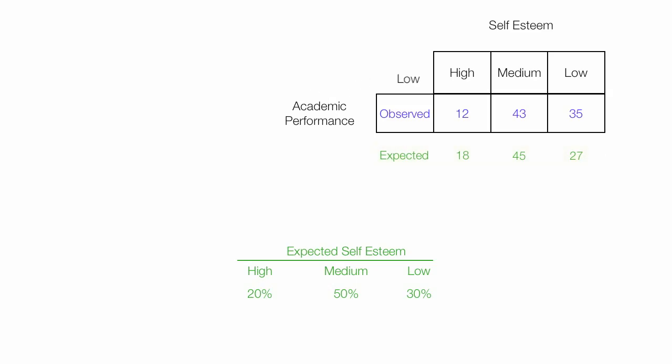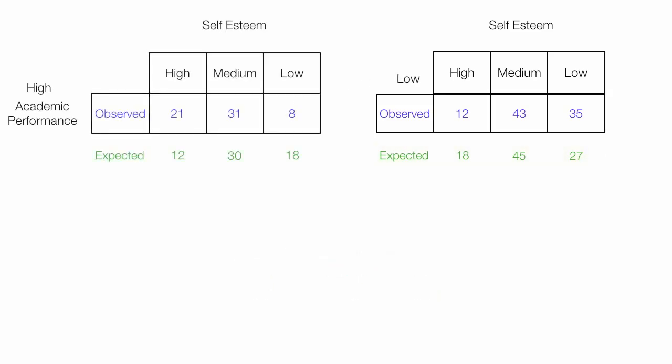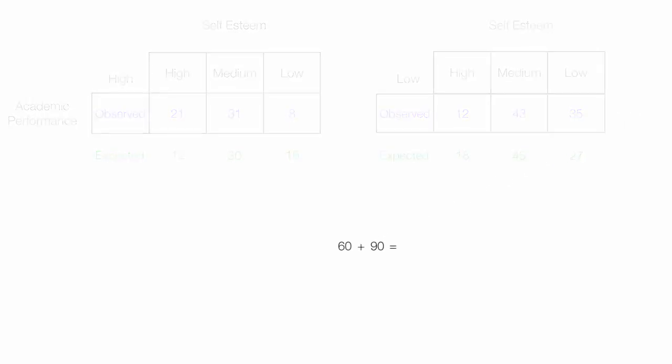Now I have two tables for academic performance, low and high. On the left-hand side, I have high academic performance, and that sample size was 60. On the right-hand side, I have low academic performance, and that sample size is 90. Now for total sample size, I take 60 plus 90, which is equal to 150, and I will say n is equal to 150, and that's my sample size.